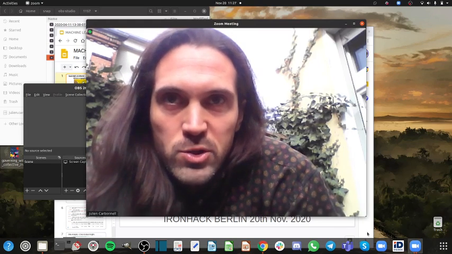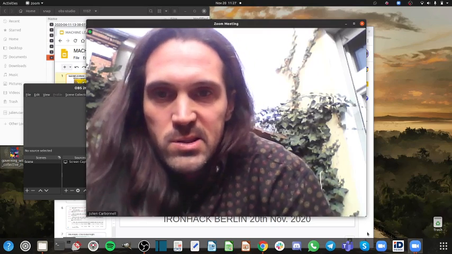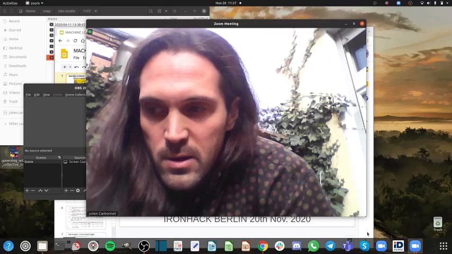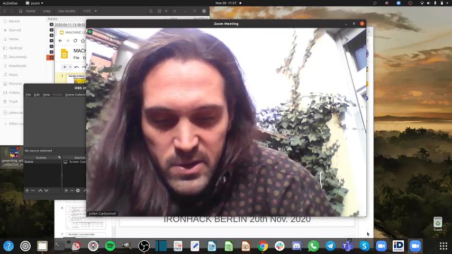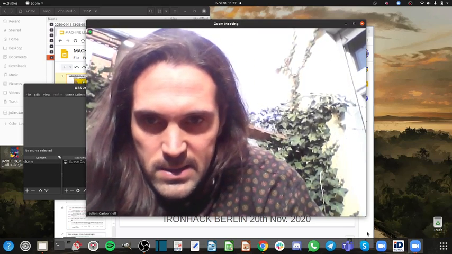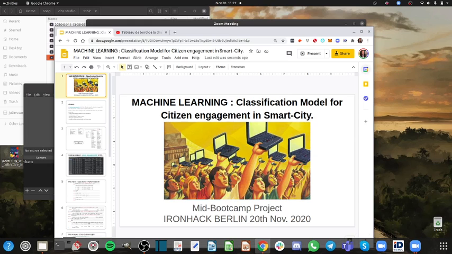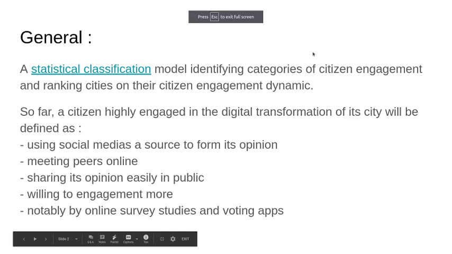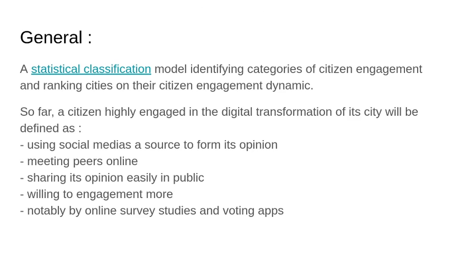I'm collecting information on citizen engagement in different cities in the world, notably in Taipei in Taiwan, Tel Aviv, Israel, and Tallinn in Estonia. And this is so far how I plan to use the data. So in general, I'm applying a statistical classification model to identify categories of citizen engagement and ranking cities on their citizen engagement dynamic. So far, I am defining a highly engaged citizen by these features.